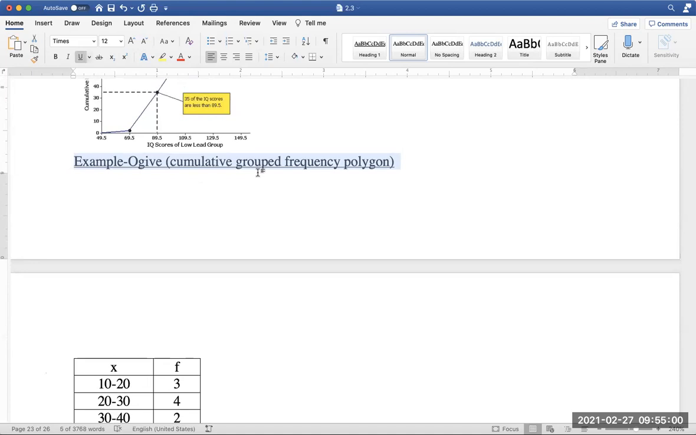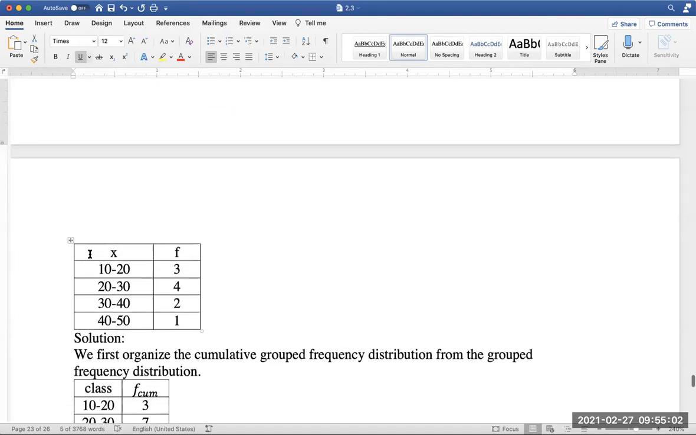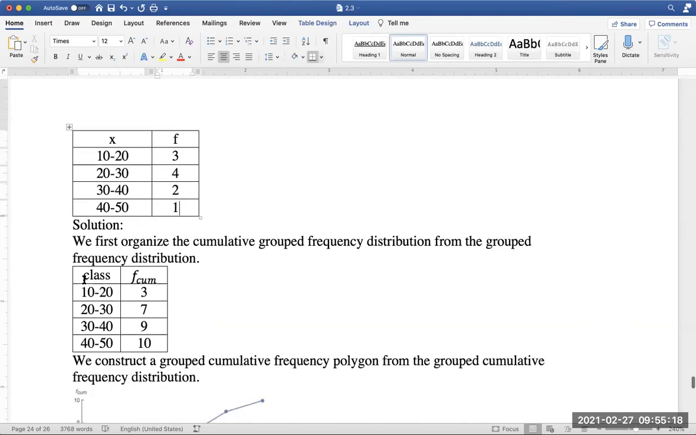A cumulative group frequency polygon. Suppose I start with this group frequency distribution: 3 numbers between 10 and 20, 4 between 20 and 30, 2 between 30 and 40, 1 between 40 and 50. Let's organize this as a cumulative group frequency distribution. So 3 plus 4 is 7, plus 2 is 9, plus 1 is 10. And now let's draw our ogive.